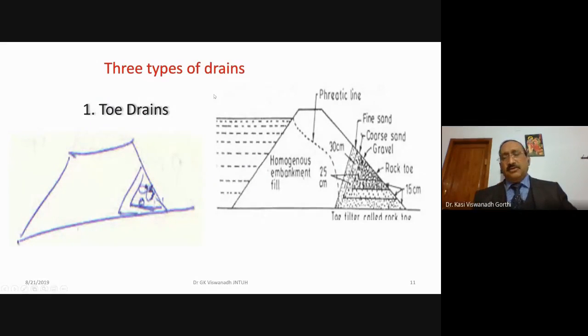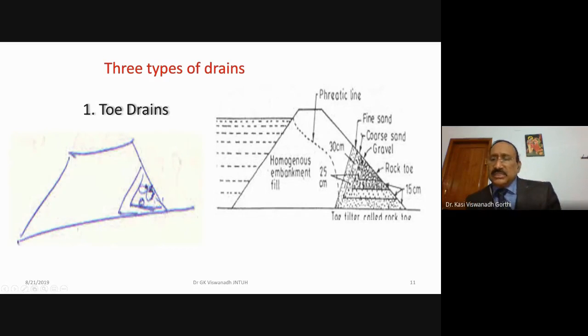Three types of drains will be there. The first one is the toe drain. That means a drainage is provided at the toe portion of the dam. So if this is the embankment or the section of an earth dam, at this toe portion, bigger size boulders compared to the material used for the earth dam are provided. This is called a toe drain.